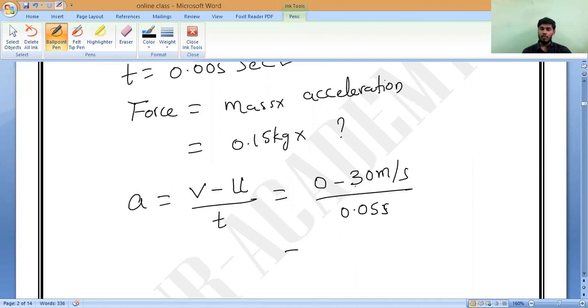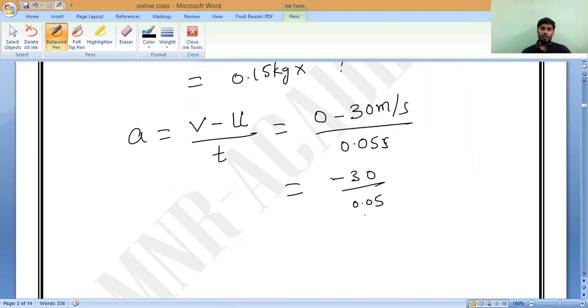So now let us go with that. This will become minus 30 divided by 0.05. With 0.05 second, there are 2 digits after the decimal, so which number do we have to multiply? 100. So it will turn into minus 3000 divided by 5.